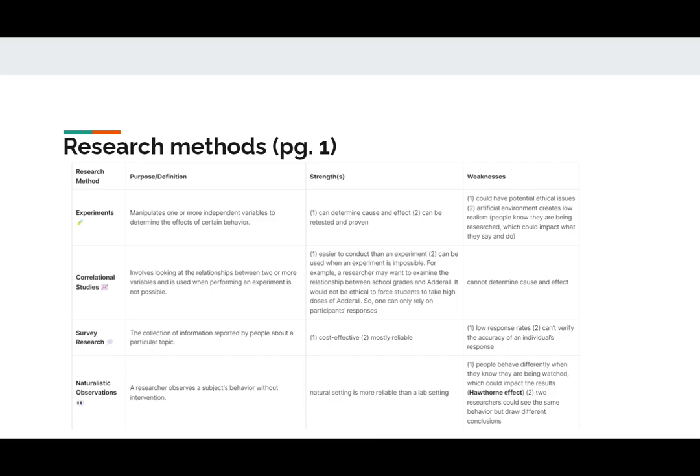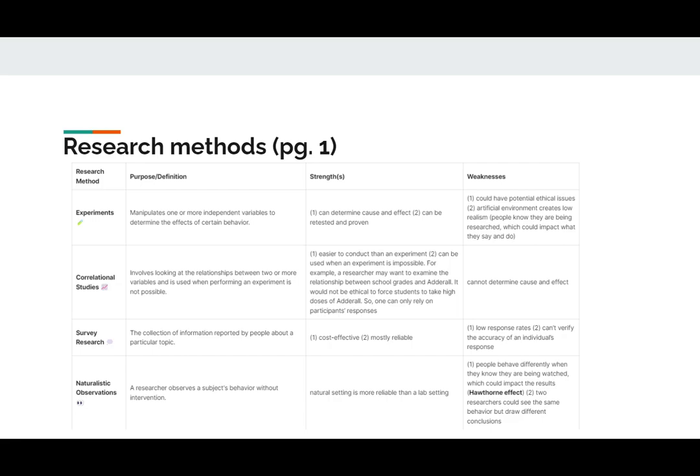So our first method is experiments, which you may have heard a lot about in other science fields as well. Its purpose is to manipulate one or more independent variables to determine the effects on certain behavior, and one of its strongest strengths is that it can determine cause and effect, and can also be retested and proven, which is done by establishing a scientific protocol, which is super helpful in retesting and redoing the experiment.